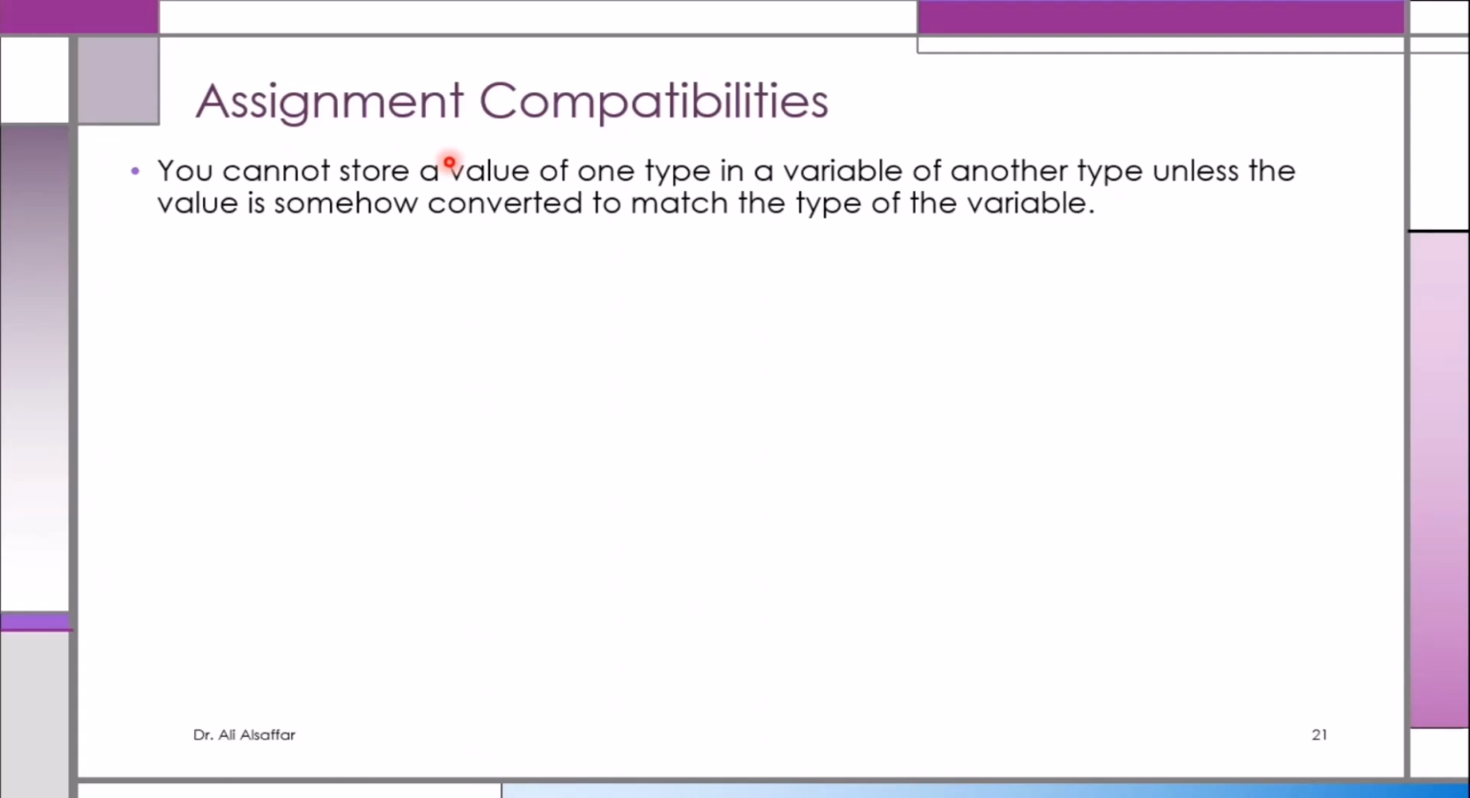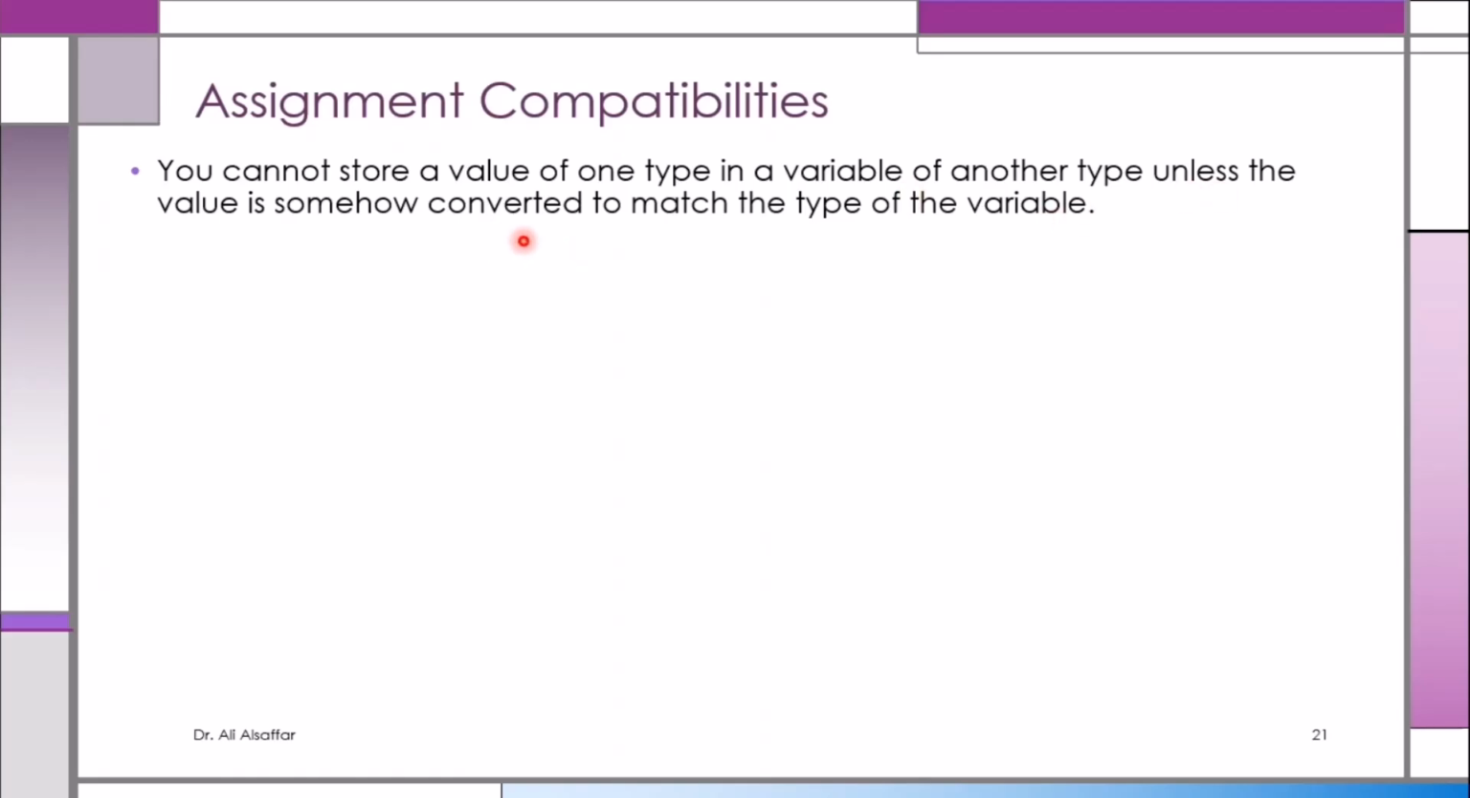So the left hand side of the equal sign should be a variable. On the right hand side, it can be a constant, an expression, or another variable. So the assignment statement is the equal sign. Here it says you cannot store a value of one type in a variable of another type unless the value is somehow converted to match the type of the variable. So it is not free that you can move any data type into any other data type. But if you want to do that, you have to convert.